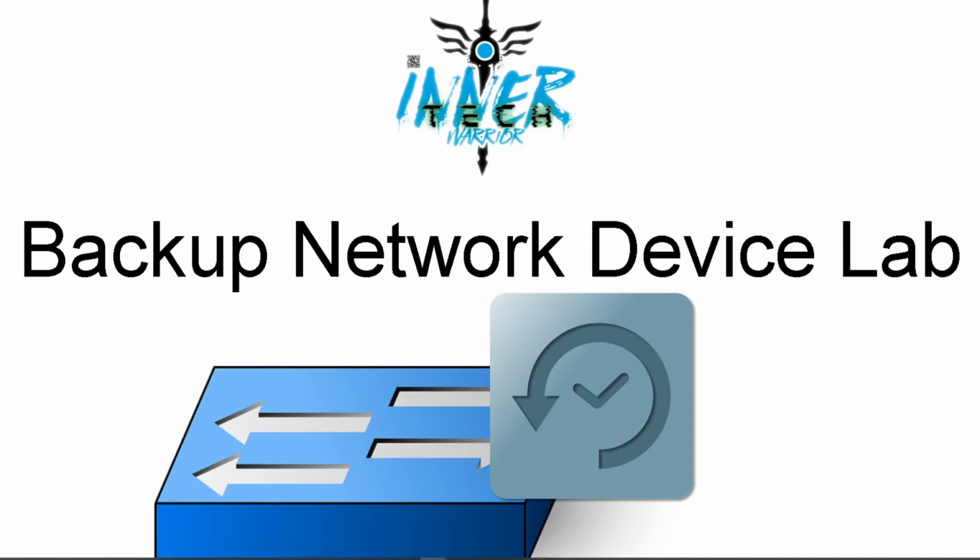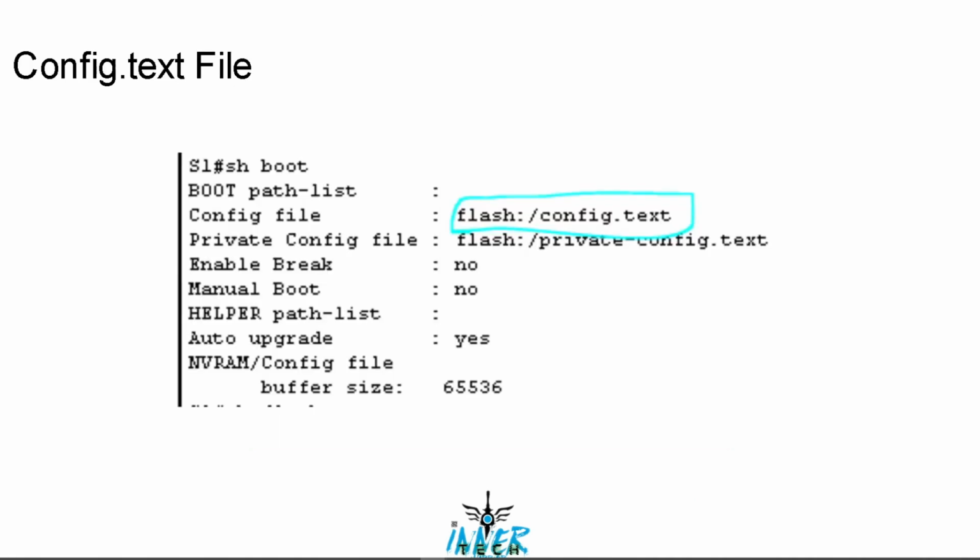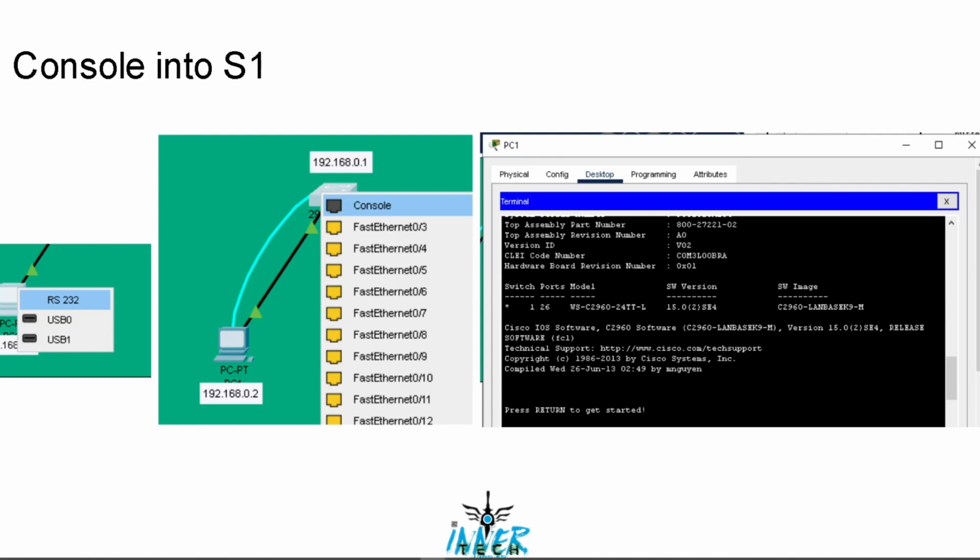In this lab, management wants us to back up the configuration file of our switch to a TFTP server. Specifically, management wants us to back up the configuration file of S1 to the TFTP server. Remember the config.txt file? That's essentially what we're saving back into the TFTP server. So let's do this. Start with consoling into the S1 switch.